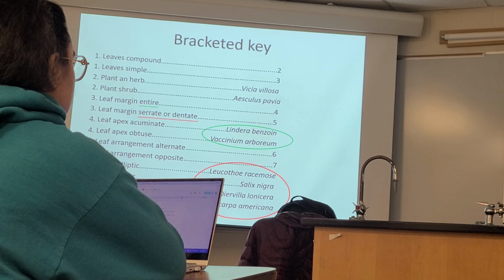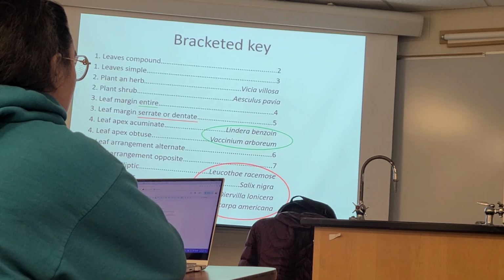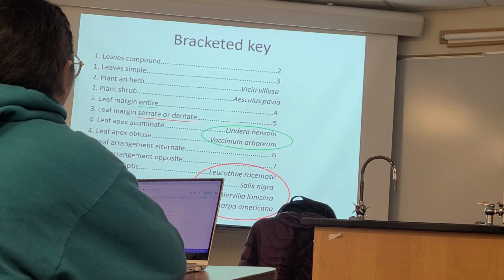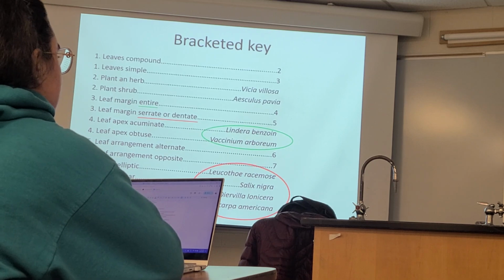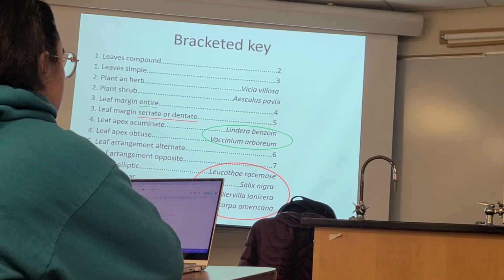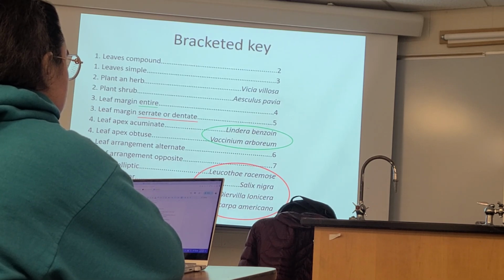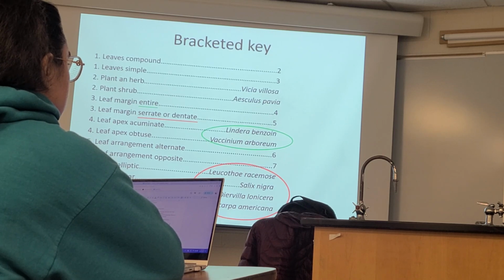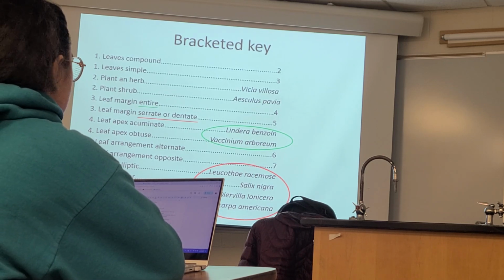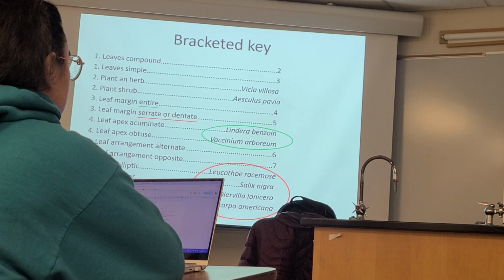I do want you to be able to recognize the two different types. If you're presented a key, you should be able to tell: is it dichotomous or not? Is it indented or is it bracketed? Later on, in a lab homework assignment, you're going to make a bracketed key, so that's an important one to recognize. In your lab, you're going to be using indented keys, so that's why it's important to know those. That's why I'm introducing both of them to you.